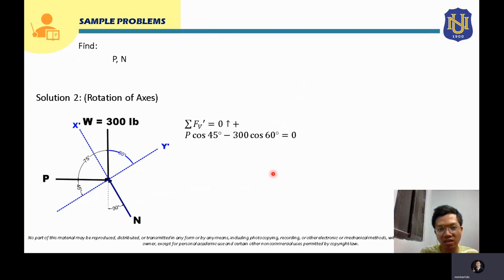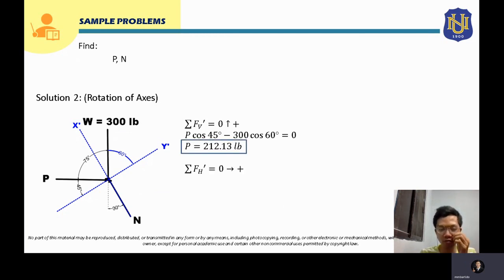So we can directly solve for the unknown P, not W. Your W is already known. So I mentioned that wrongly earlier. We can directly solve for P. Here, this is P cosine 45 degrees minus 300 cosine 60 degrees is equal to 0. So we just transpose 300 cosine 60 degrees to the other side. That will become positive 300 cosine 60 degrees over cosine 45 degrees to solve for P. So your P will become 212.13 pounds. This will be the value of P.